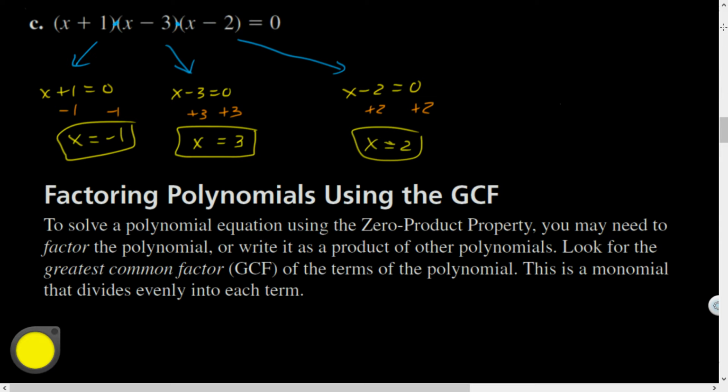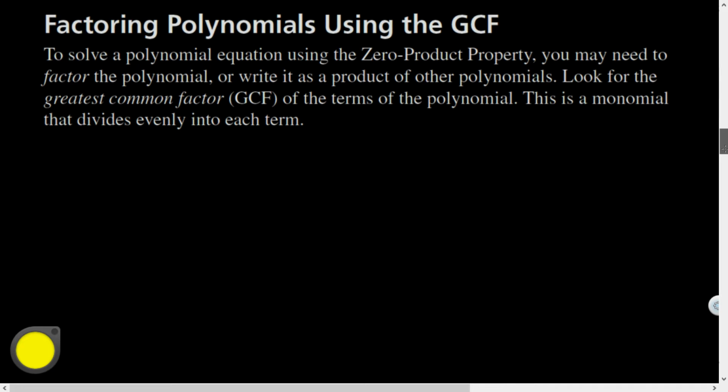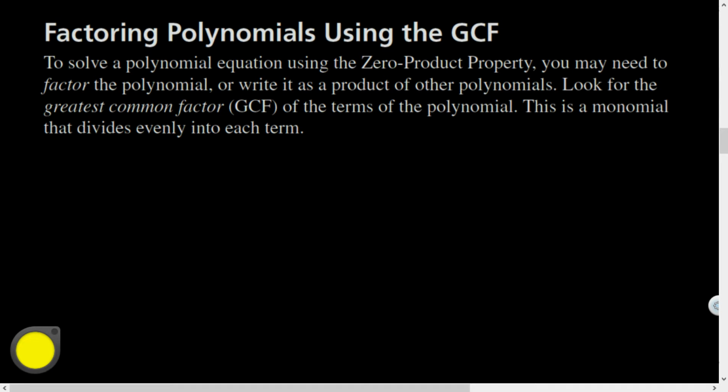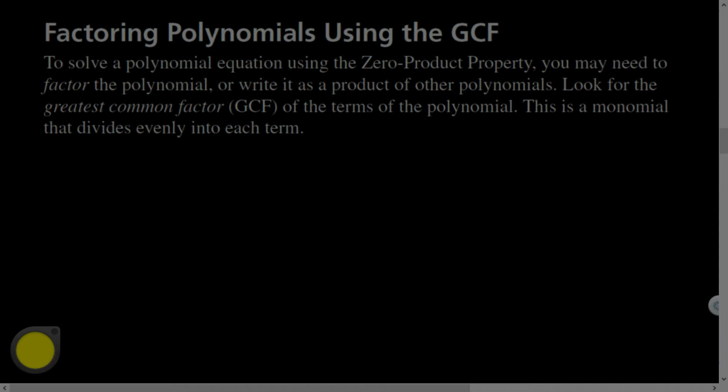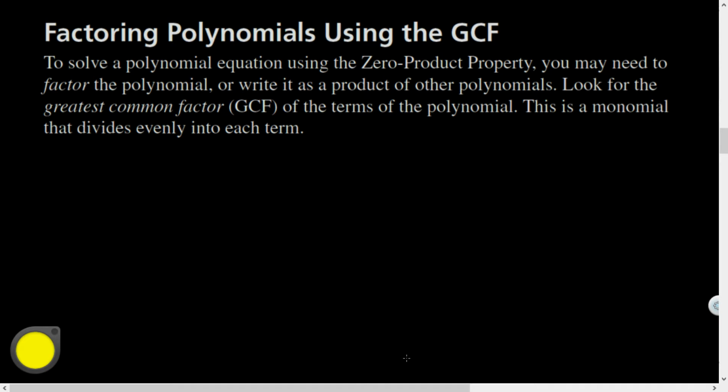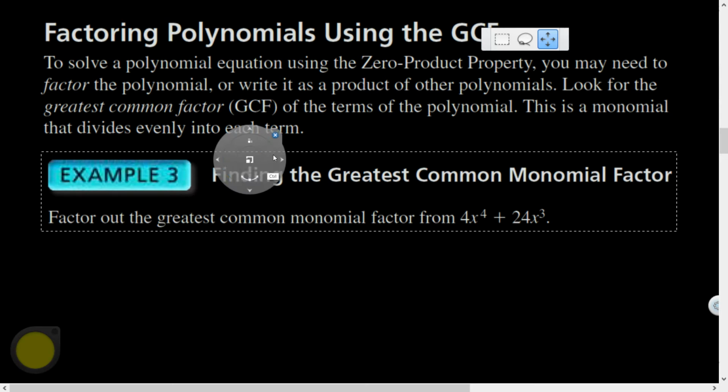Then I could use the zero product property, because not all the time will it conveniently have been given to me as a factored polynomial. So for greatest common factor, it says to solve a polynomial equation using zero product property, you may need to factor the polynomial or write it as the product of other polynomials. Look for the greatest common factor of the terms of the polynomial. The greatest common factor is a monomial that divides evenly into each term.